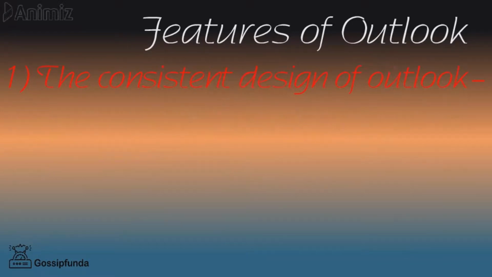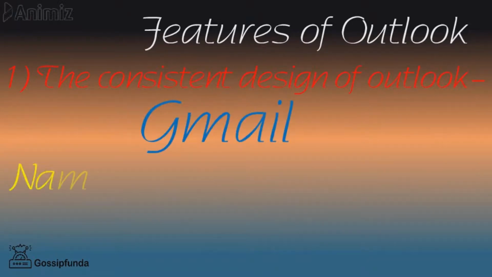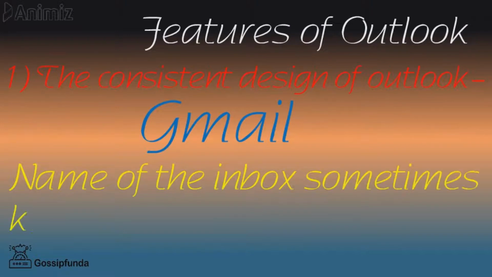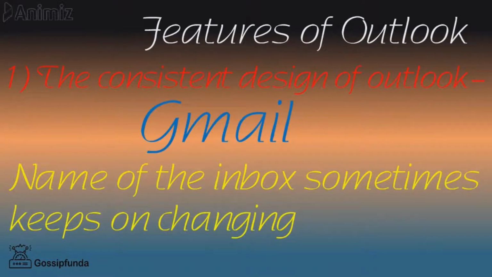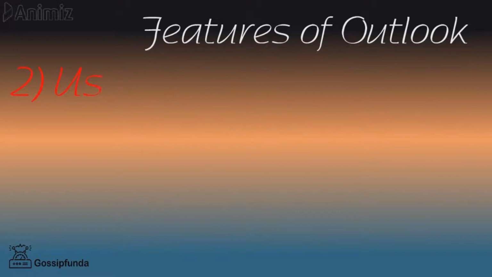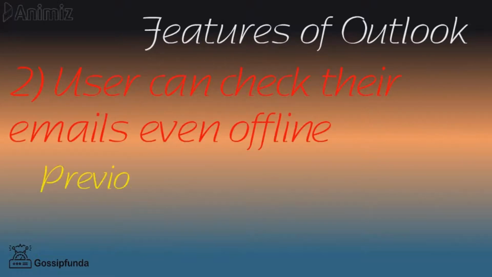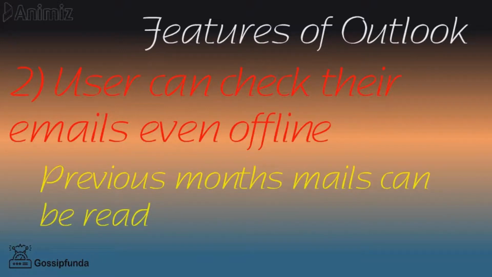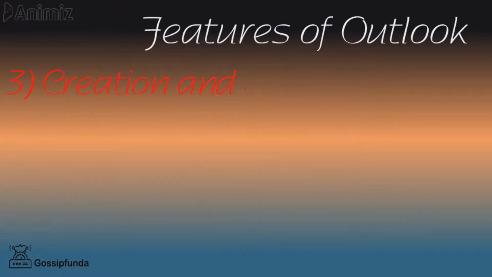If we consider the example of Gmail, the name of the inbox sometimes keeps on changing like a new compose or a new inbox. Second, user can check their emails even offline, whereas only previous month's mails can be read in Gmail.